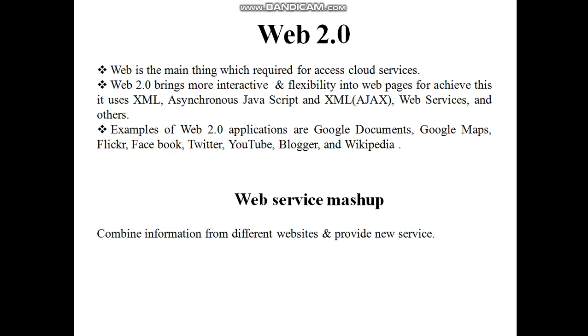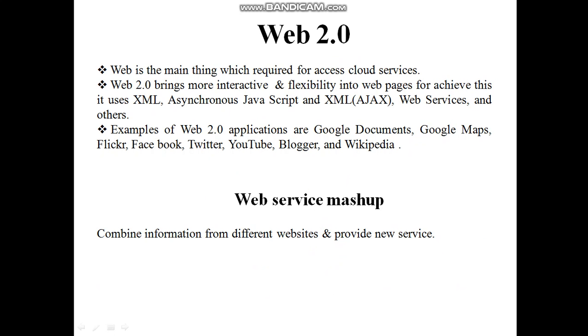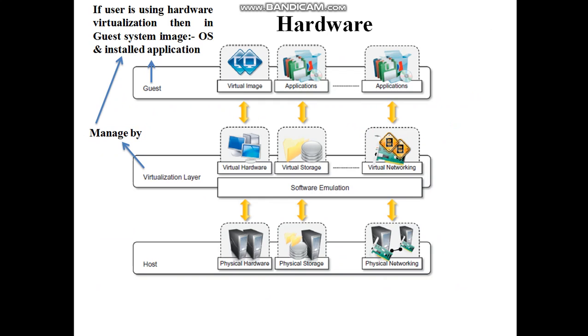Then web service mashup is again part of internet technology. A web service mashup is nothing but combining the information from two different sites and providing a new service. Instead of the user visiting different websites to collect the information, one website is created which combines the information of two different websites.